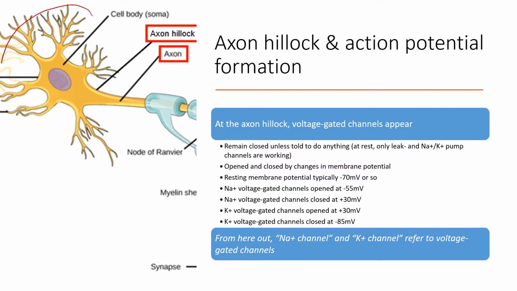So far, up here, you have ligand-gated channels, mechanically gated channels as well, and you have those pumps and leak channels, right? You don't have any voltage-gated channels in the dendrites or the soma. Those show up at the axon hillock, this cone or funnel-shaped part where the cell body pinches down and becomes the axon. Those are only opened and closed by changes in the membrane potential.